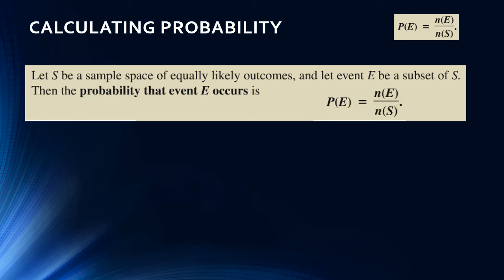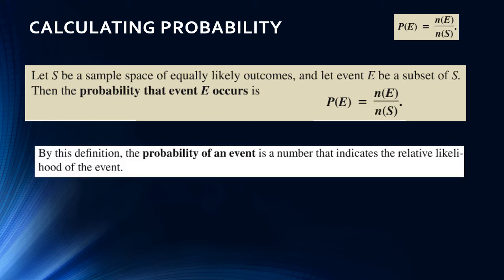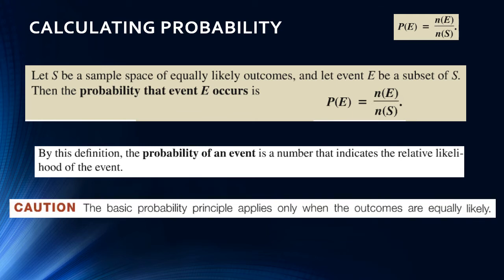So if we let S be the sample space of equally likely outcomes and let E be a subset of S, the event, then the probability that event E occurs is the number of elements in event E, the number of outcomes, divided by the number of outcomes in the sample space. The probability of event E equals the number of outcomes in event E divided by the number of total outcomes in the sample space. By this definition, the probability of an event is the number that indicates the relative likelihood of the event. How likely is something to occur?